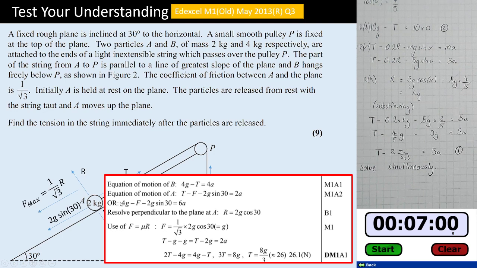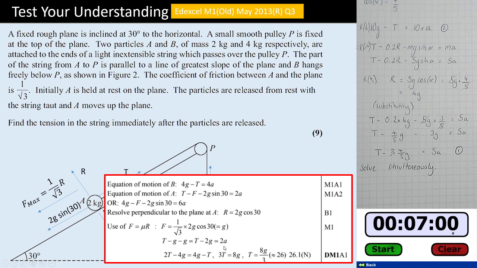Notice that they give us a slightly different thing here, which is a use for a different method. Resolve perpendicular to the plane to find a reaction force is 1 mark by itself. And then use of friction equals mu times R. Now our coefficient of friction is 1 over root 3, which if you know your trig values is, I believe, tan 30. So times 2g cos 30. Okay, you can use these things to do some cancelling out, which equals just g.